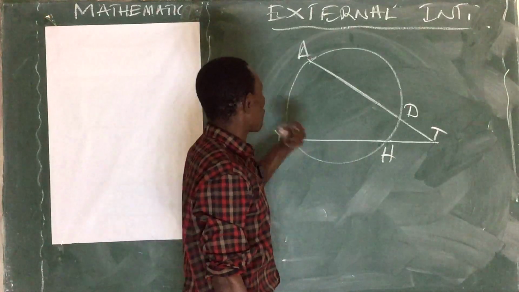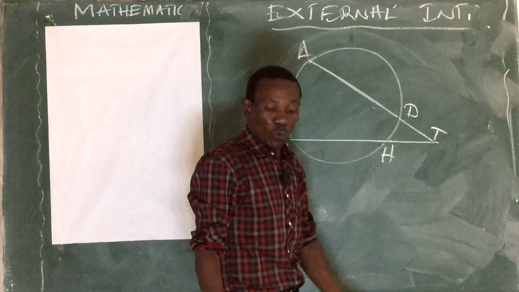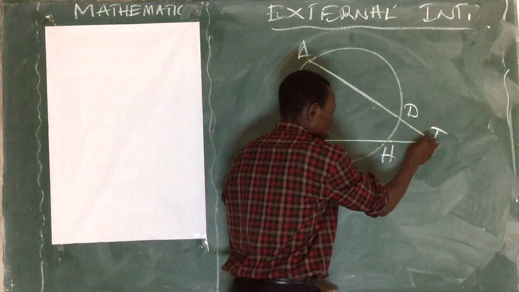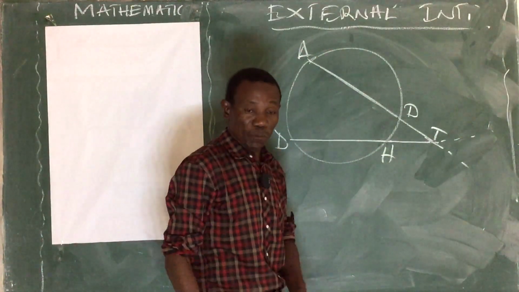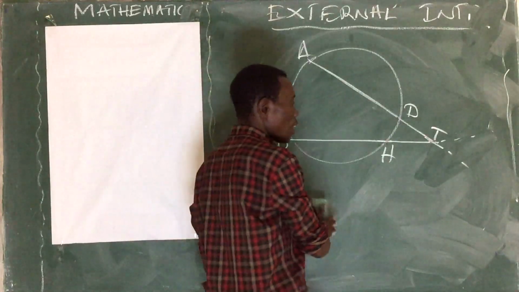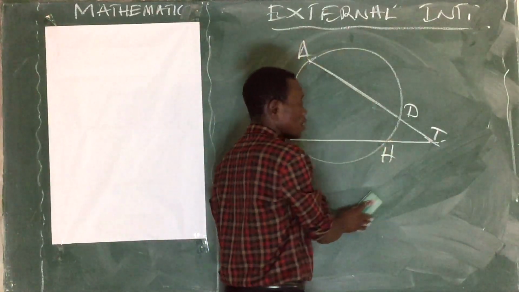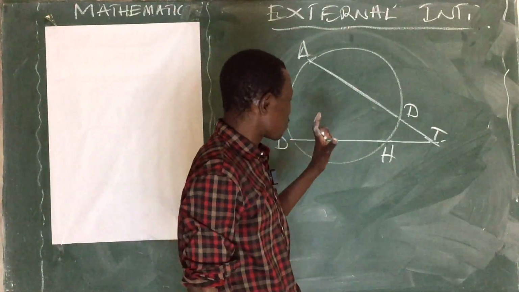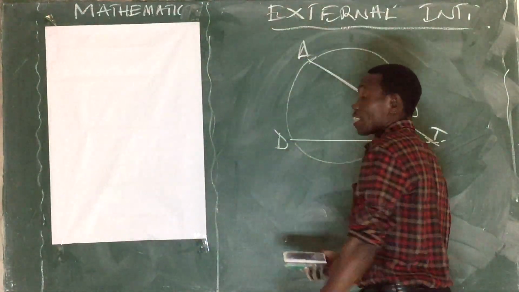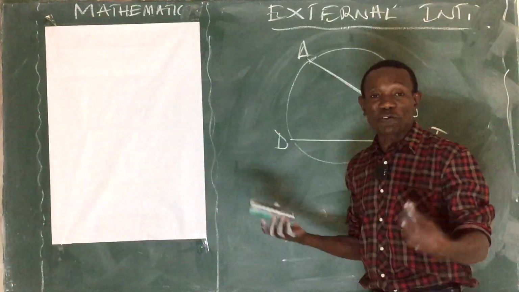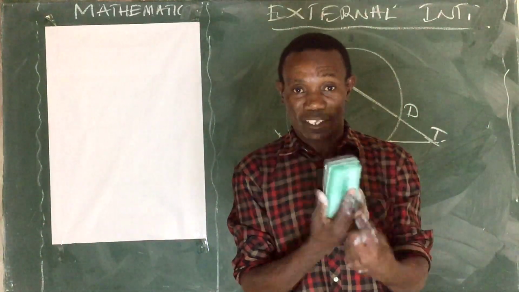So here we have two chords intersecting at one point outside the circle, that is an external intersection at point T. What is the relationship that exists? To find the relationship between the two chords that intersect outside the circle, we also go by the same theory that we used to note what follows when the two chords intersect inside the circle.